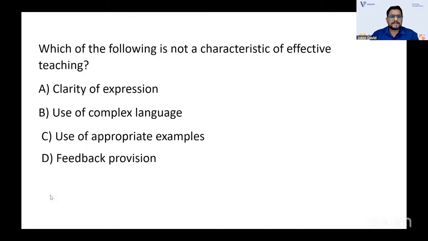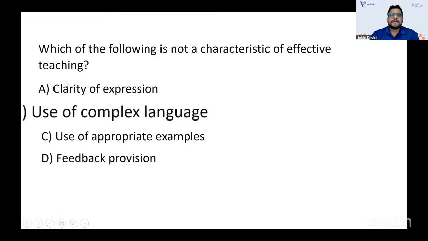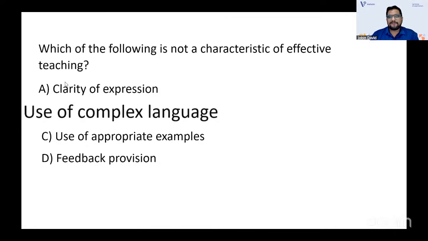Very good. I have the answers here, they're all correct. Use of complex language. Whenever you are in front of your students, you don't use complex language. Even I'm just using very simple language, not complex language, so that you can understand. So use of complex language is the option there.